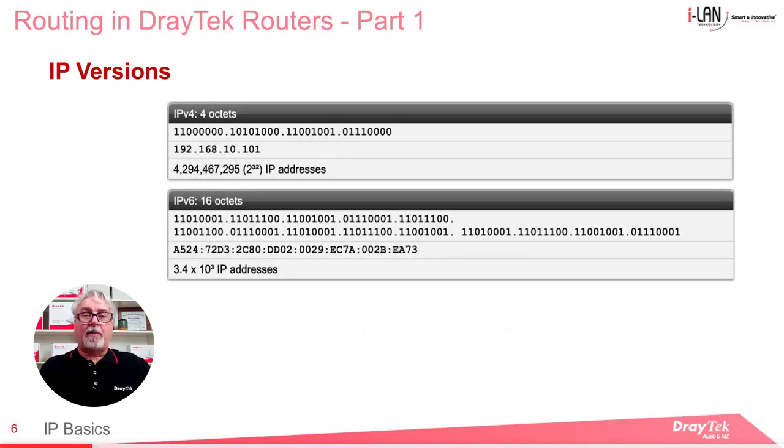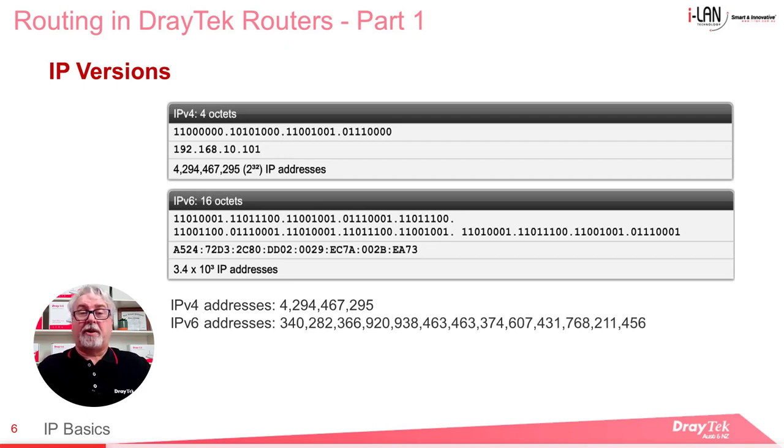Here's just how many more IP addresses IPv6 gives us. So IPv4 gave us 32 bits, or 4 octets of binary numbers, which equates to 4,294,467,295 unique IP addresses. With IPv6, we get 128 bits, or 16 octets of binary numbers. That gives us, well, just a few more unique combinations.